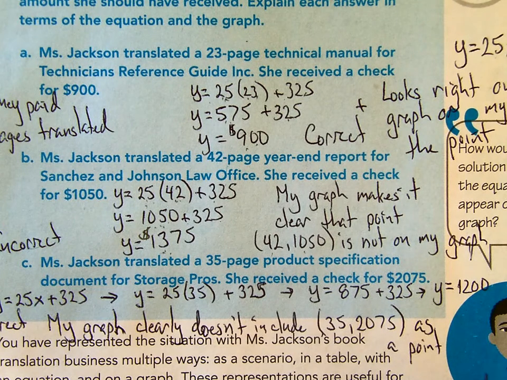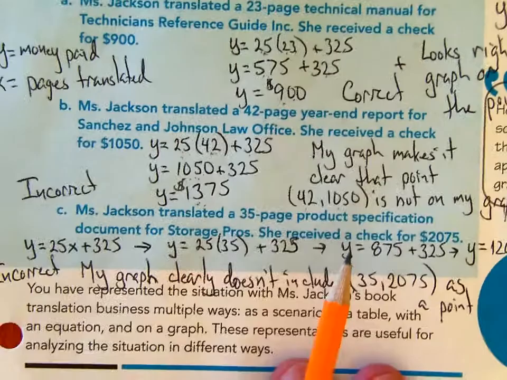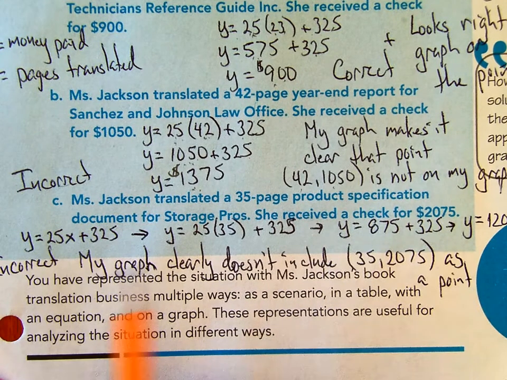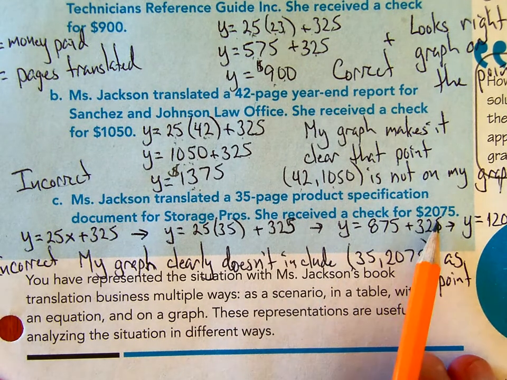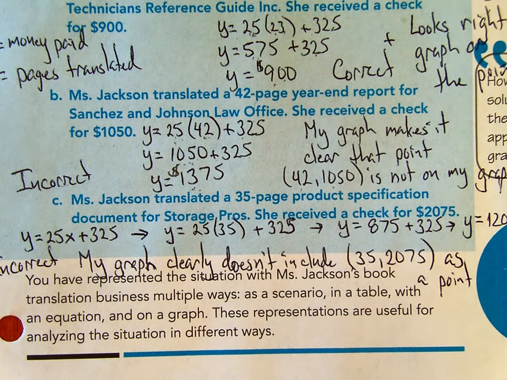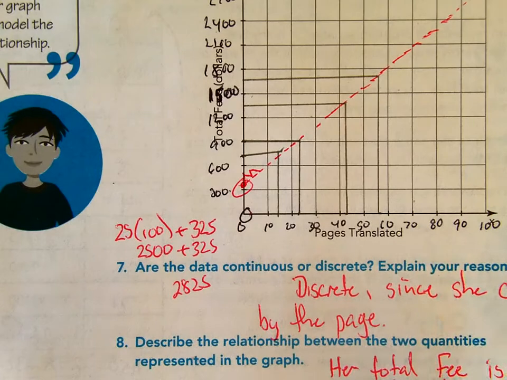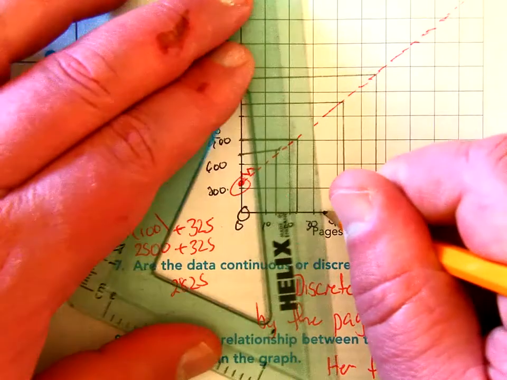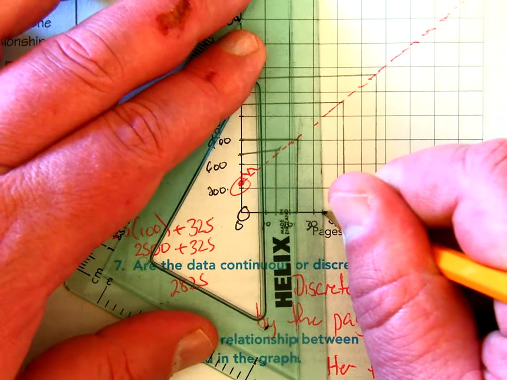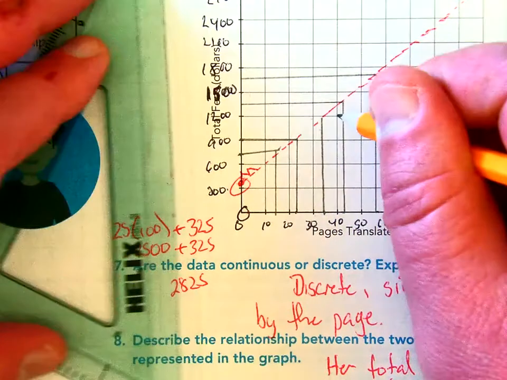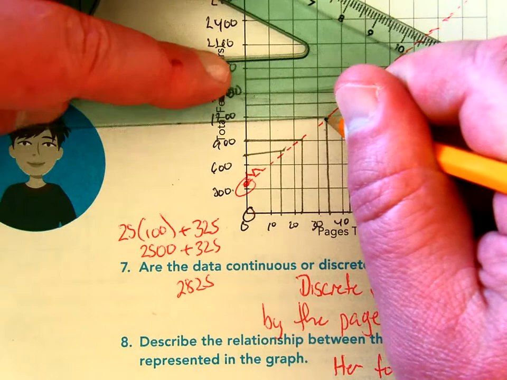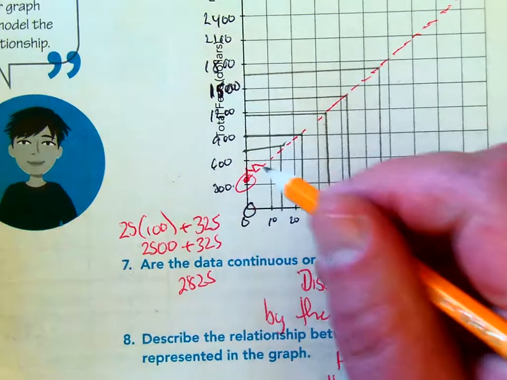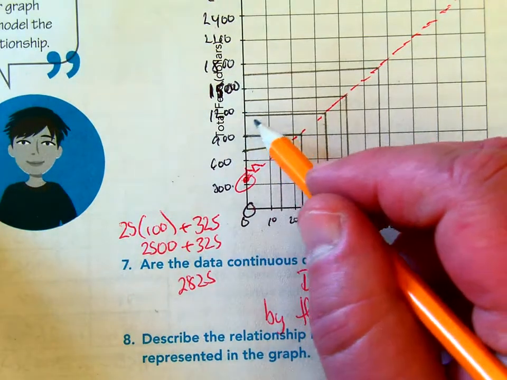And finally, letter C. Mrs. Jackson translated a 35-page product specification, and she receives a check for $2,075. Is that the right amount? And again, on my graph, I'm going to go to 35. So 35 is perfectly between 30 and 40. I'm going to draw a line straight up to the line on my graph, and then I'm going to come straight over to the money to see roughly where it should be. And I have it almost $1,200. So right around $1,200.